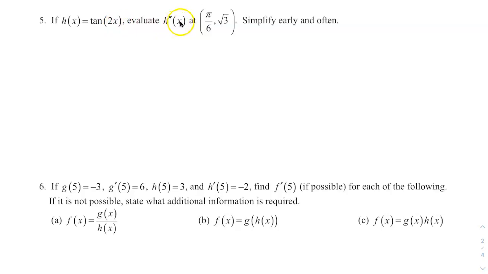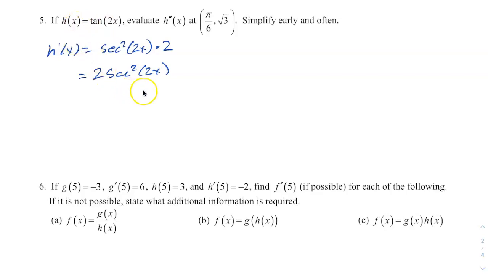Next one. So we have h of x equals tan 2x. We evaluate the second derivative at this point here. Simplify early and often. So let's take our first derivative first. First derivative is just a chain rule. Derivative of tan is secant squared 2x times the derivative of the inside 2. So I get 2 secant squared 2x. That's the derivative of the first one. So that's our first derivative.